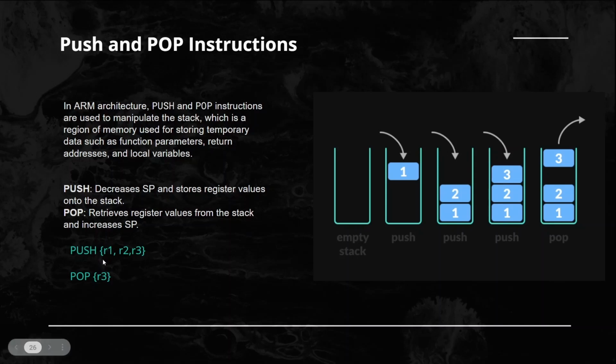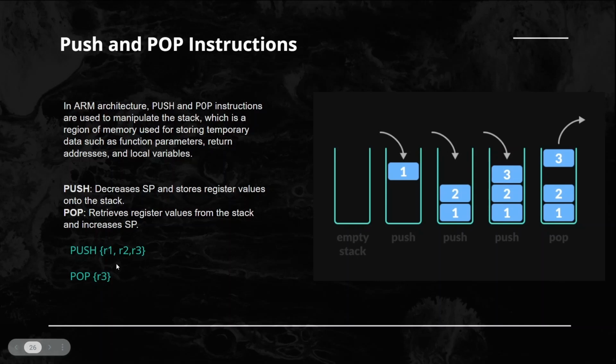As you can see in this example, where we are pushing the values of registers R1, R2 and R3, they are stored into the stack simultaneously. First the value of register 1 is pushed, then the value of register 2, and then the value of register 3. In the pop instruction, we restore the values from the stack. In this example, we are restoring the value on the top of the stack and storing it into the register R3.